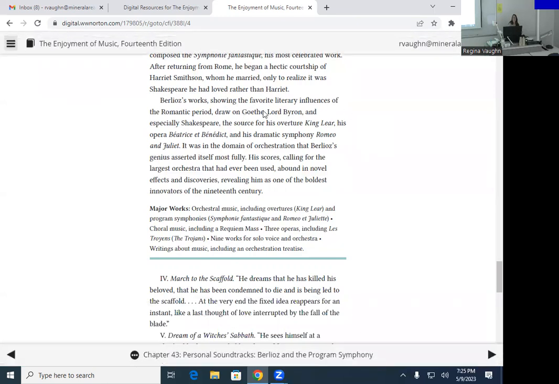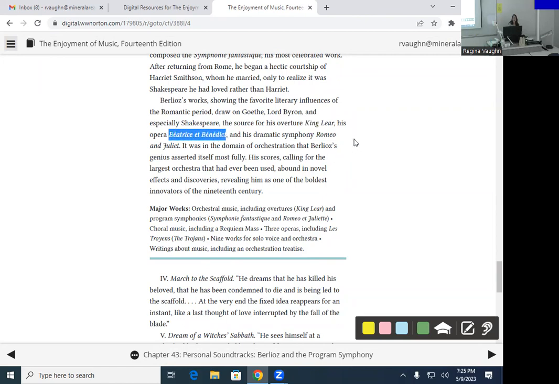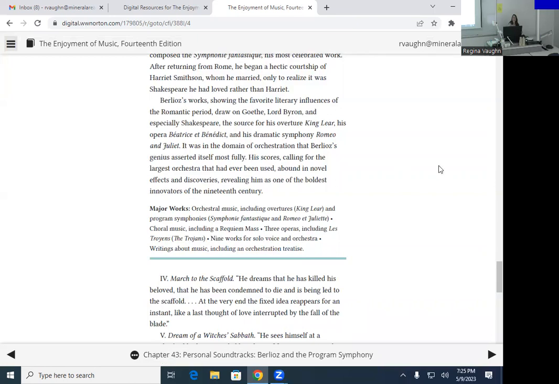Berlioz's works show the favorite literary influences of the Romantic period. They draw on Goethe, Lord Byron, and especially Shakespeare, the source for his overture King Lear, and his opera Beatrice and Benedict, which is based on Much Ado About Nothing, and his dramatic symphony Romeo and Juliet.